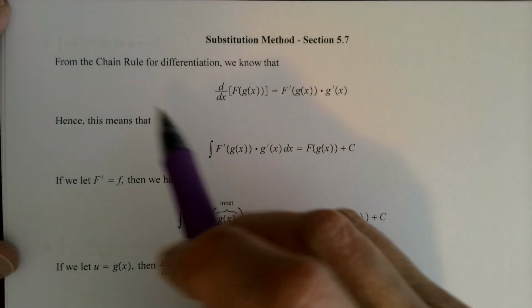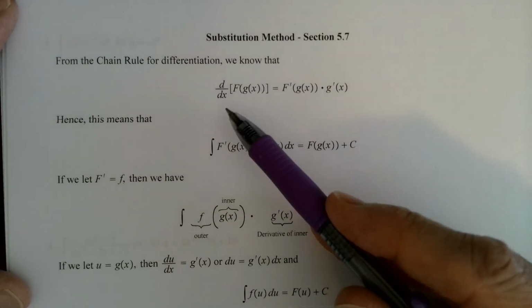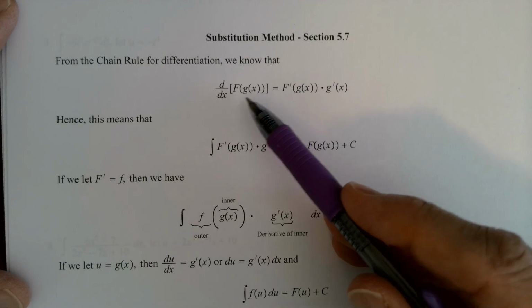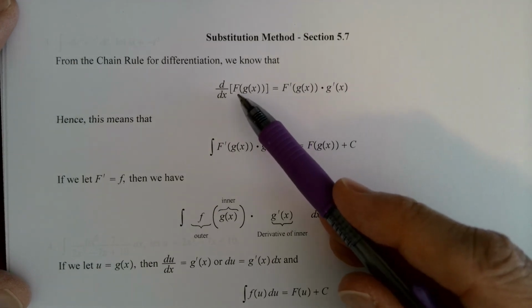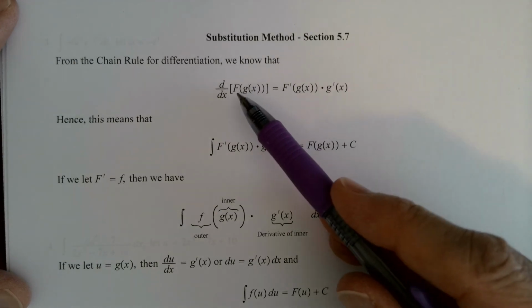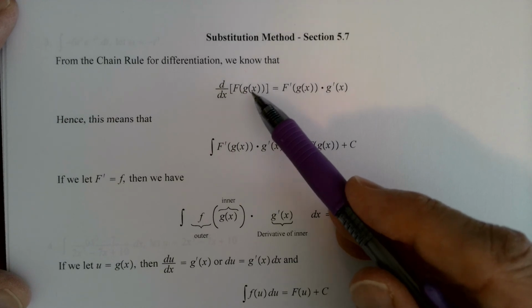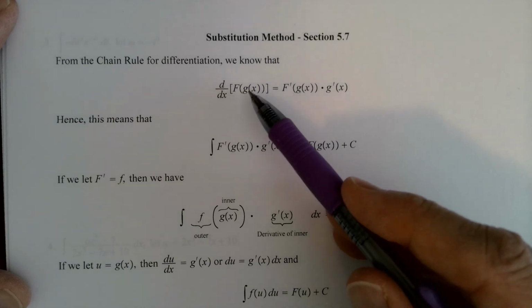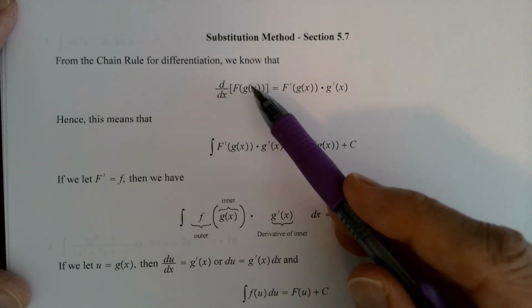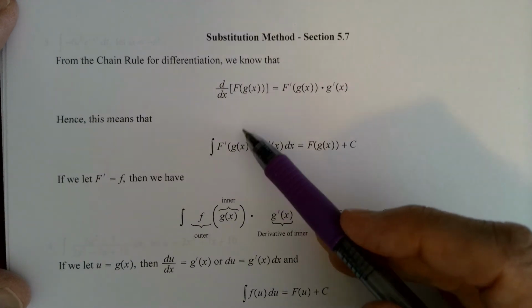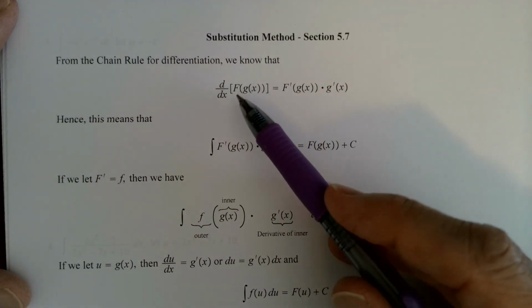If you remember the chain rule from differentiation, the derivative of a composition. Remember, this is F, capital F of little g of x. This is not capital F times g of x. So you're not multiplying these functions together. Remember, what you're doing is you're taking x, plugging it into the function g, getting the output, and then plugging that into the capital F function.